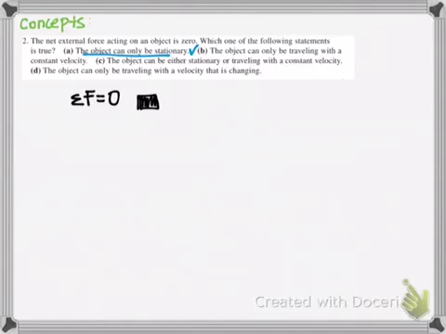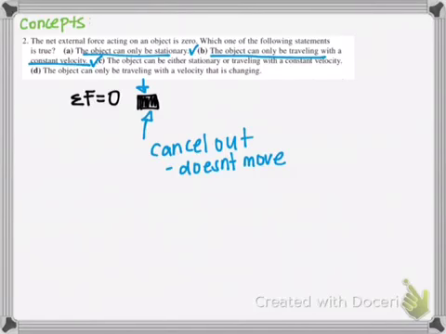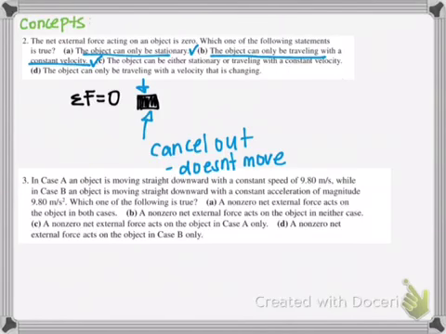Now, B: the object can only be traveling with a constant velocity. If it has a constant velocity, then it means it has no acceleration. So if there is no acceleration, there is no net force. Therefore, that can also be a possibility. And C, the object can either be stationary or traveling with a constant velocity. Therefore, that's the answer.